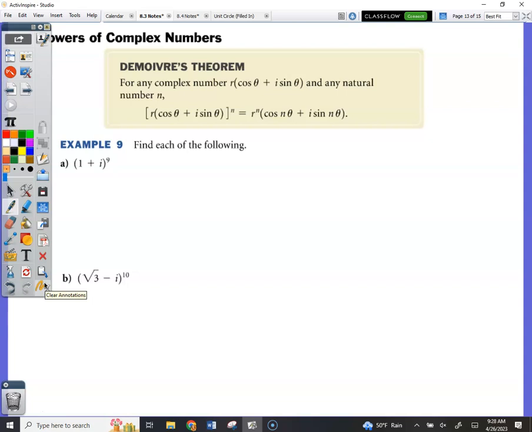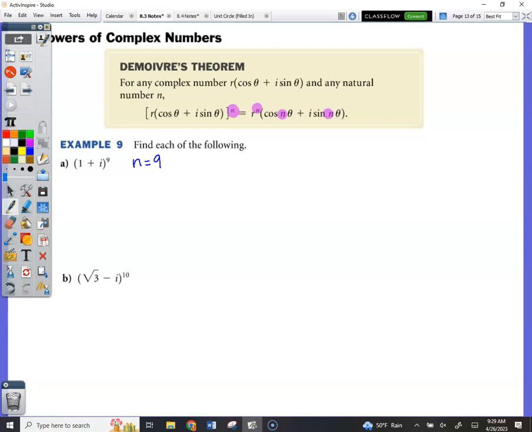So if you look right here, this is saying if you're raising it to a power, then it just changes the r by raising the r to that same power. And then right here, whatever the power was, multiplies in front of the theta. So let me show you what that would look like. If I said evaluate 1 plus i to the 9th power, that lets me know that my power here is 9, right?